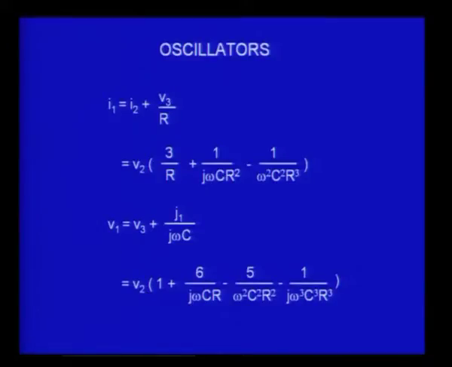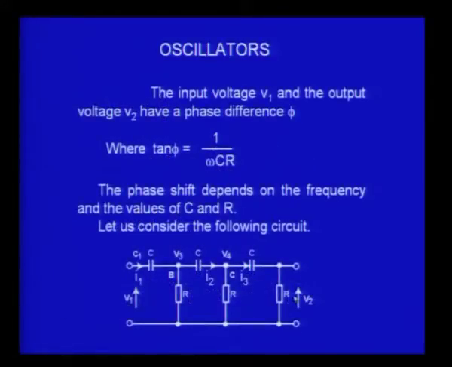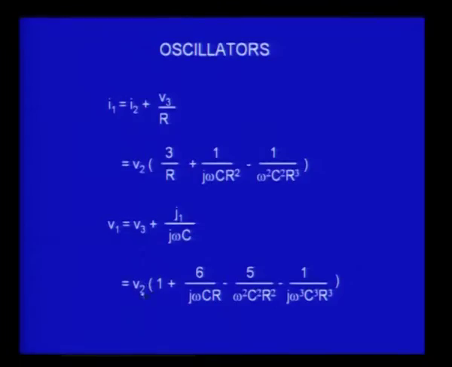If you go back and look at the circuit, you find V1 and V2, these are the two things that we want. When I apply V1, what is the output? V2. So the final expression you find V1 is equal to V2 into 1 plus 6 by j omega c R minus 5 by omega square c square R square minus 1 by j omega cube c cube R cube, that is what I get.